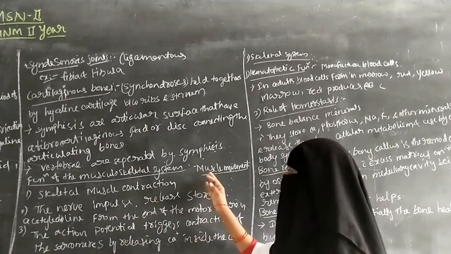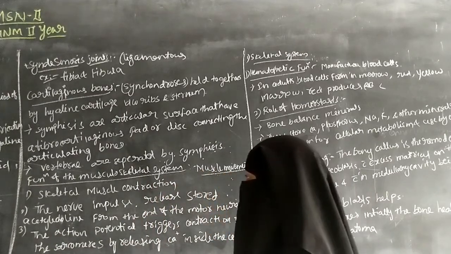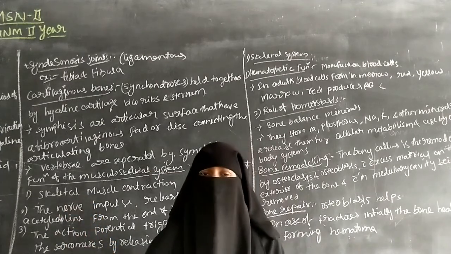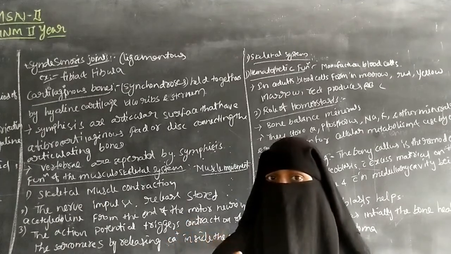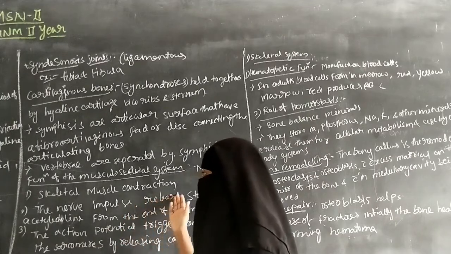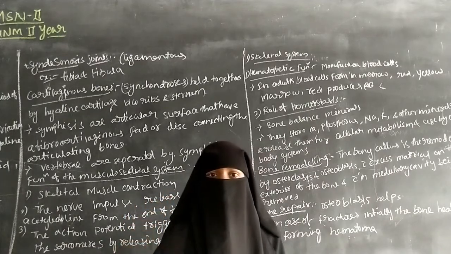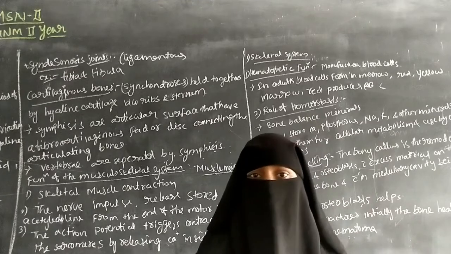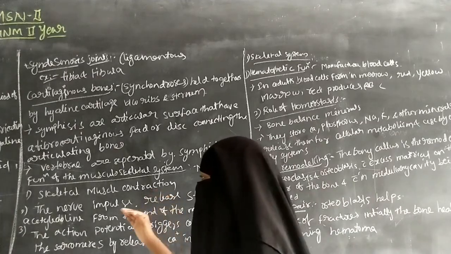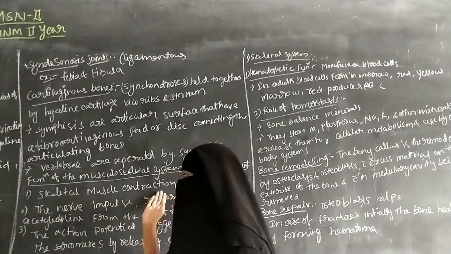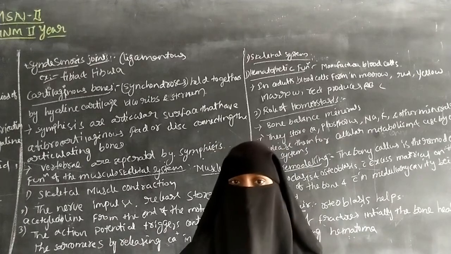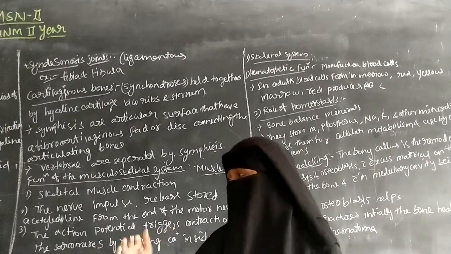These functions include muscle movement, which involves skeletal muscle contraction. Because of the contraction of the muscles, movement of the skeletal system occurs, and the contraction also produces heat. So muscle contraction helps with movement and the production of heat.